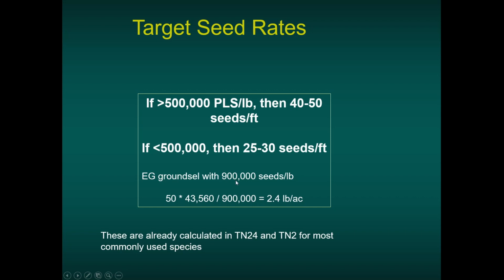So for that, we're going to be up in this small seeded group, and we're just going to use a target of 50 seeds per foot, multiply that times 43,560 square feet per acre, divide that by the 900,000 seeds per pound, and you come up with about 2.5 pounds per acre to hit this rate. And these calculations have been done for all of our commonly seeded species in our tech note. So when you go into the tech note and see the recommended seeding rate, that's just based on these calculations.